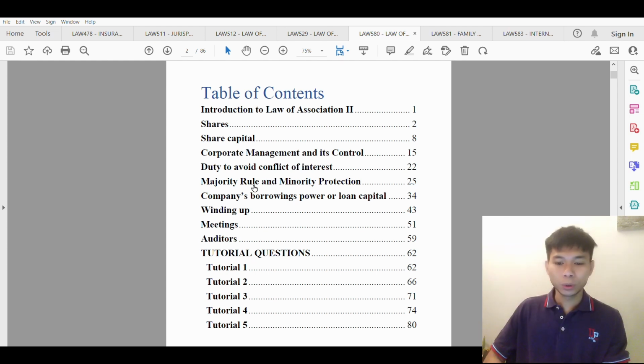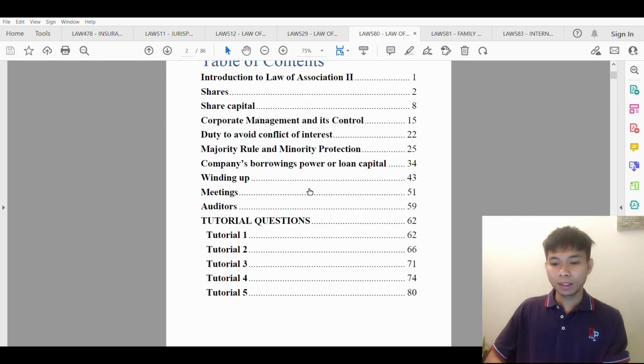There are the majority rule and the minority protection, whereby the minorities will always be oppressed. The shareholders will always be oppressed in any given situations. So yeah, this is something that we could look to.